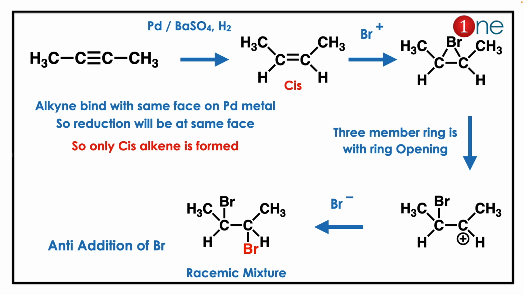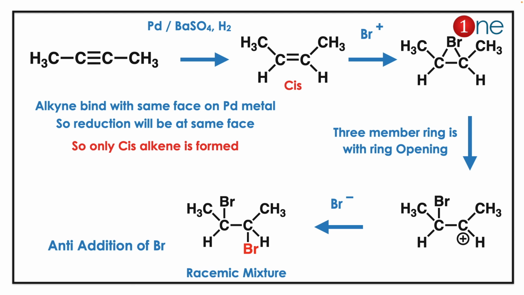Here, in the first step, you are reacting the alkyne with palladium and barium sulfate, which is a reducing agent. You have metal and you have hydrogen, but the interesting fact here is that the alkyne is reduced into a cis-alkene. The reason is the alkyne binds to the metal with the same face, so the reduction also happens on the same face, so only cis-alkene is formed. Then you are reacting with bromine.